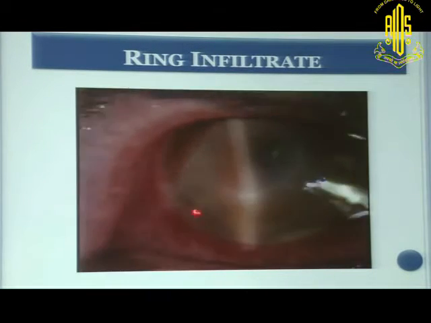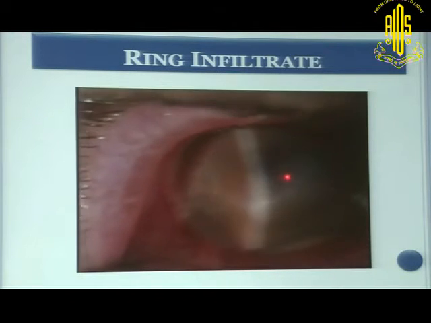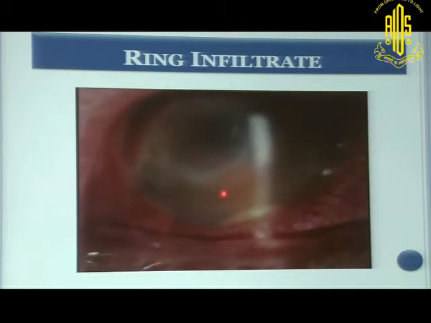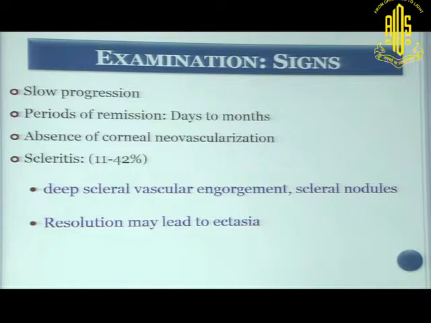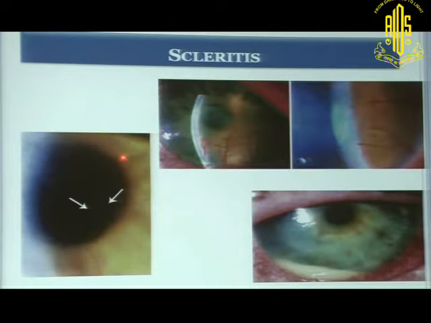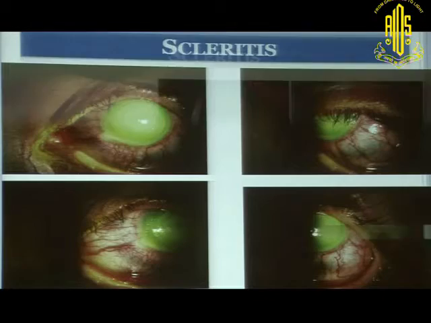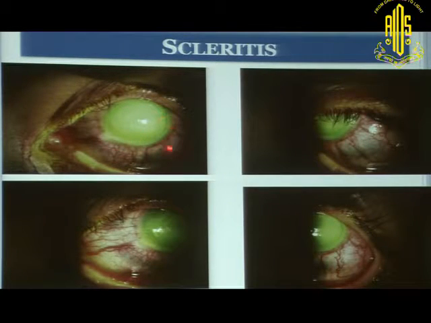This is a case with the typical ring infiltrate, as you can see in a proven Acanthamoeba keratitis. The disease takes a lot of time in its progression and a lot of time in its resolution as well. So once there is Acanthamoeba keratitis, a long therapy is required in these patients. Typically, they don't have neovascularization. However, if there is scleritis, they can have peripheral vascularization, as you can see here. And scleritis can result in a very severe form at times.